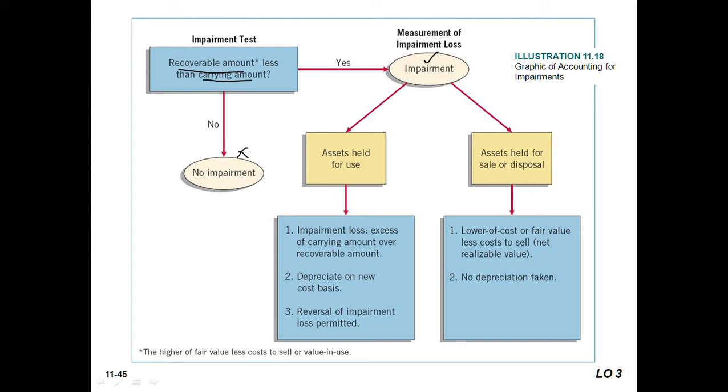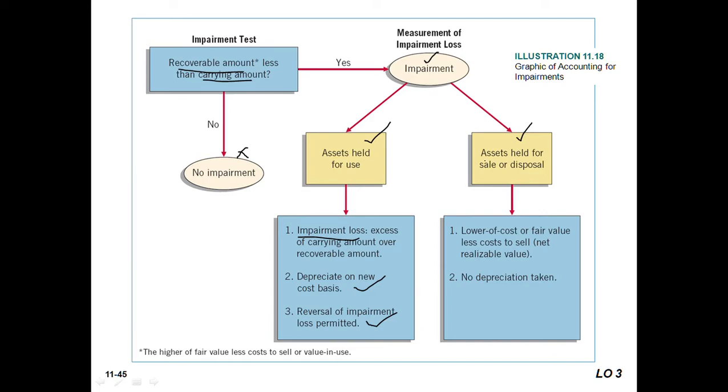So the way in which you handle impairment differs between the assets that are being used and the asset that is not in use but you're just keeping it aside for disposal. If you are going to apply the impairment on an asset in use, what you do is first calculate the impairment loss, that is the difference between the carrying amount and the recoverable amount. Then you will also have to depreciate the asset on the new cost basis, and if at all reversal is required, you can also do the reversal.